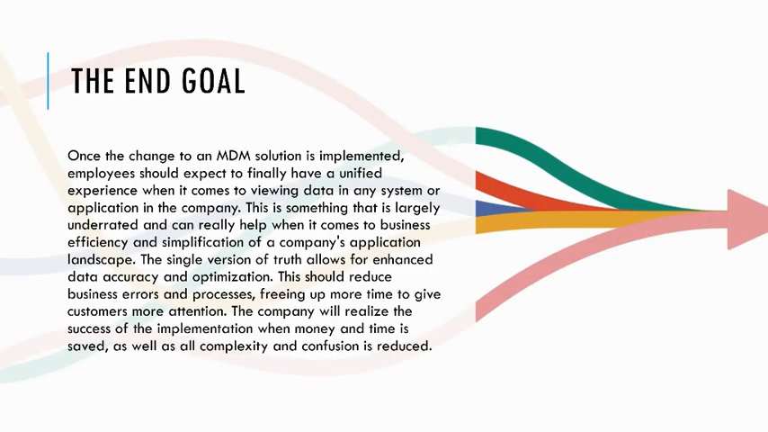The end goal of changing to an MDM solution: employees should expect to finally have a unified experience when it comes to viewing data in any system or application in the company. This is something that is largely underrated and can really help when it comes to business efficiency and simplification of a company's application landscape. The single version of truth allows for enhanced data accuracy and optimization. This should reduce business errors and processes, freeing up more time to give customers more attention. The company will realize the success of the implementation when money and time is saved, as well as all complexity and confusion is reduced.